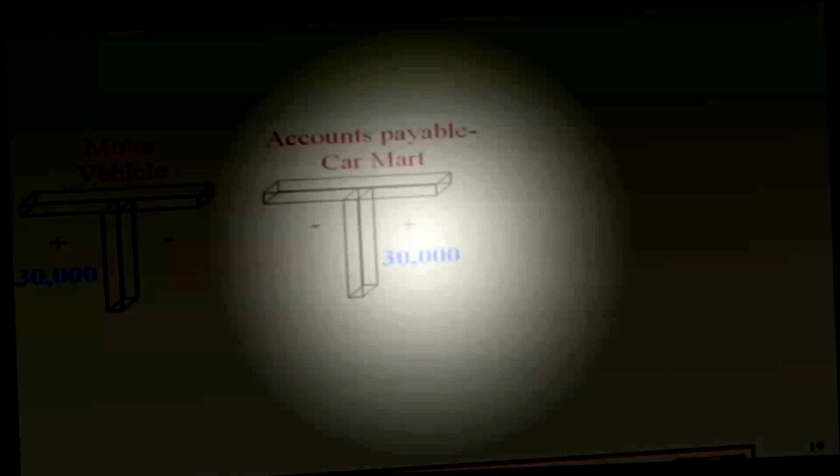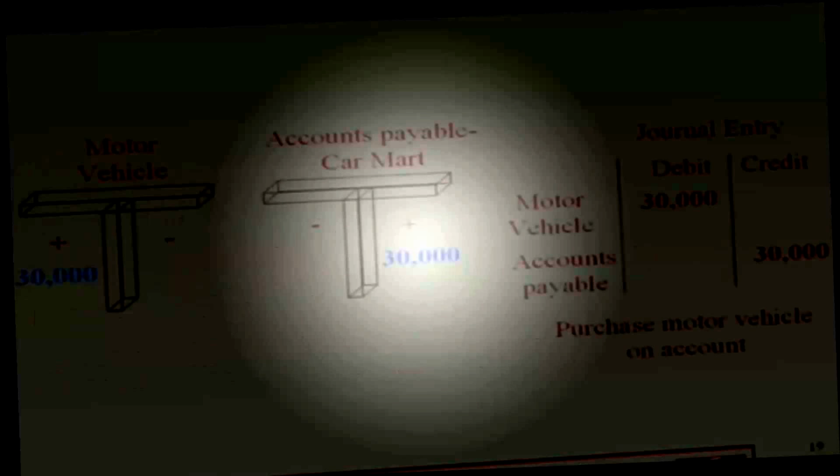So motor vehicle is plus 30,000 and a liability increases, so it's plus 30,000. So you debit motor vehicle 30,000 and you credit accounts payable 30,000. Now the journal entry is very straightforward, looks like this. Now you open T accounts, you put the signs, you recorded the transactions, you did the journal entries.